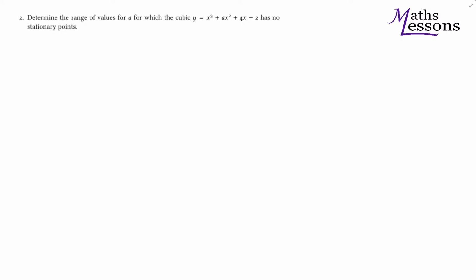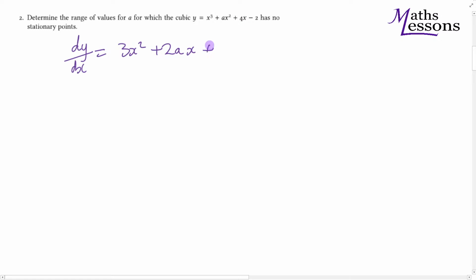Right, let's have a look at this question. So we want to determine the range of values of a for which the cubic x cubed has no stationary point. So the first thing we need to do is differentiate. So we'll find dy by dx, and we get 3x squared plus 2ax plus 4. And we want to find when this has no stationary points. So if we have stationary points, then this must be equal to 0. For it not to have stationary points, then there must be no solutions.